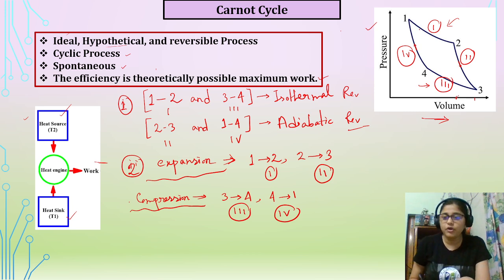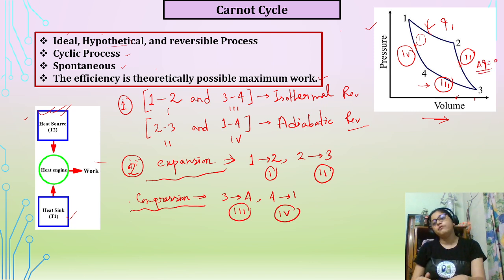And one important thing is that here, if I remove this one, so this is one process. Heat is absorbed from the source. Here you see, one source is present. So from the source, heat Q1 is absorbed here, and this is an isothermal process. This is adiabatic. So in an adiabatic process, we know delta Q is 0. So here no heat will be absorbed or released.